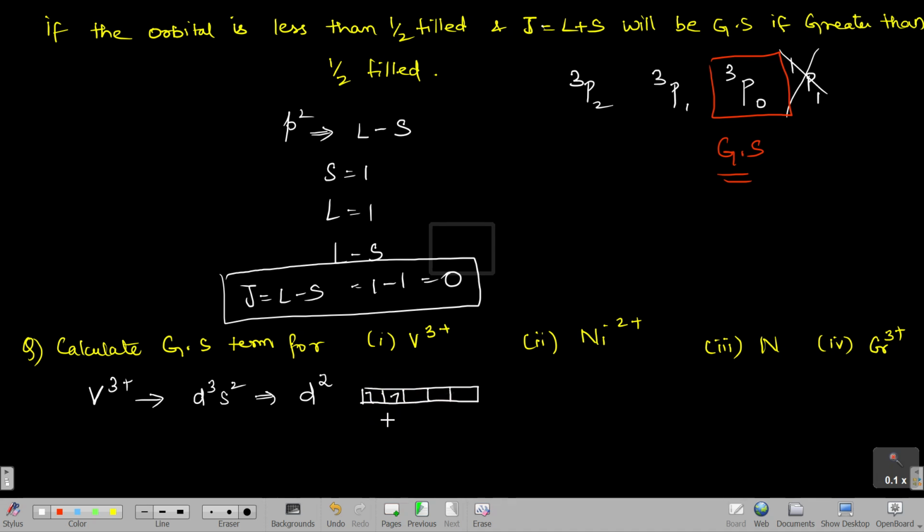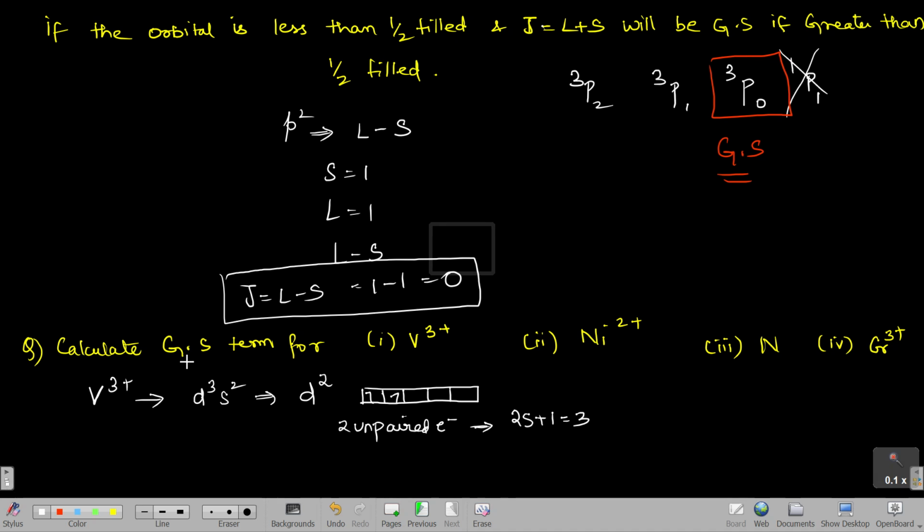Okay, and then you try to find out the ground state. See, they are asking you directly the ground state term. For ground state term, there is also a simple trick. Whatever the configuration that you have, now you see it is d2, right? So there are basically two unpaired electrons here, which means the maximum spin multiplicity value is going to be 3 for the ground state. Since they are asking the ground state, we can directly do this.